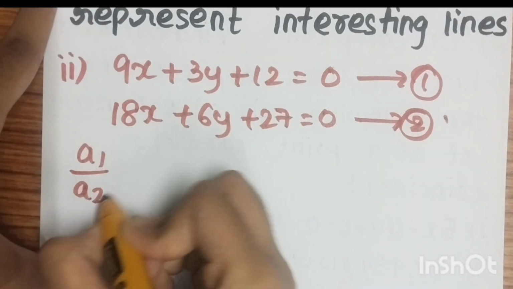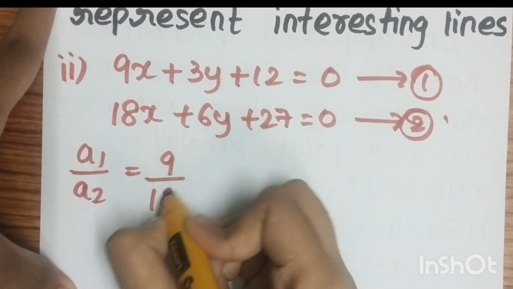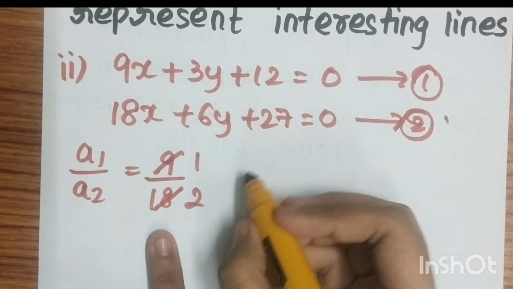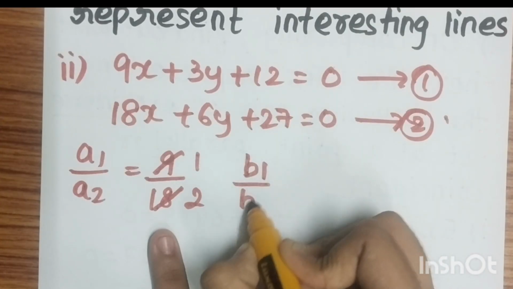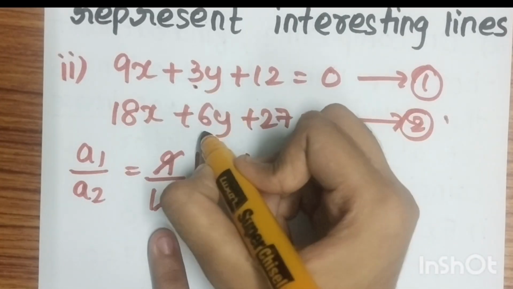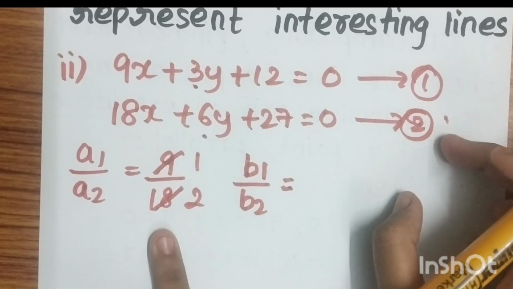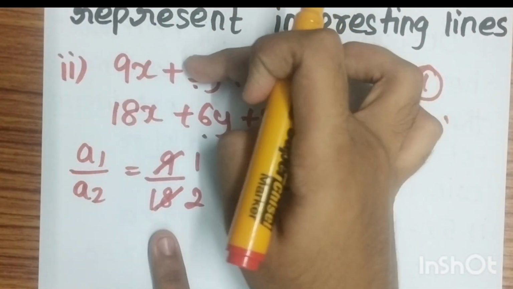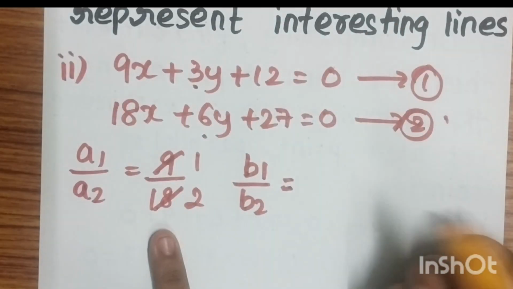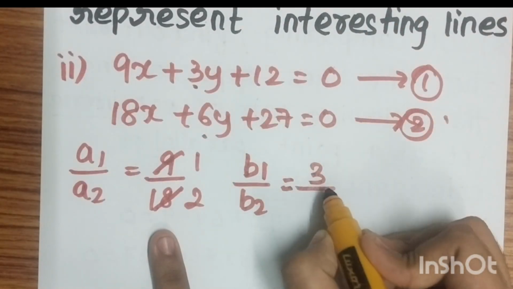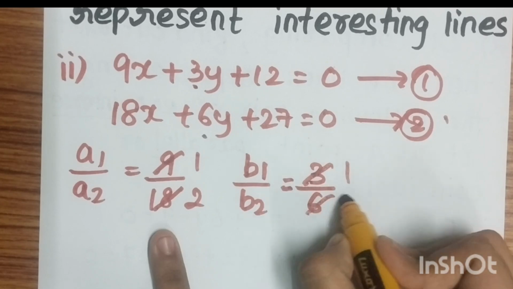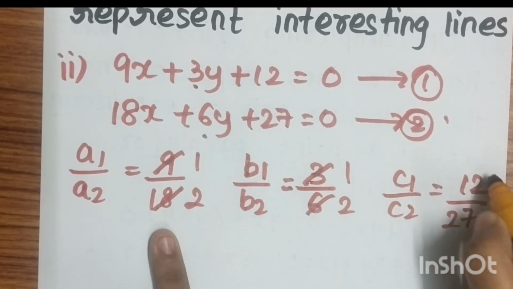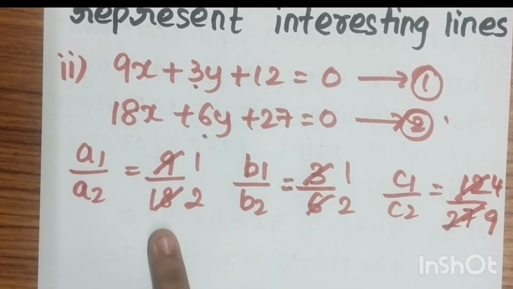a1 by a2 is nothing but 9 by 18, which is 1 by 2. You can simplify the ratio also, no issues in that. And b1 by b2 is nothing but 3 by 6. Always write like this vertically so that it is easy to compare: a1 a2, b1 b2, c1 c2. So 3 by 6 is also 1 by 2, and c1 by c2 is 12 by 27. If I cancel, I'll be getting 4 by 9.